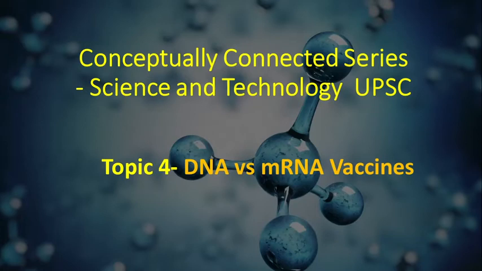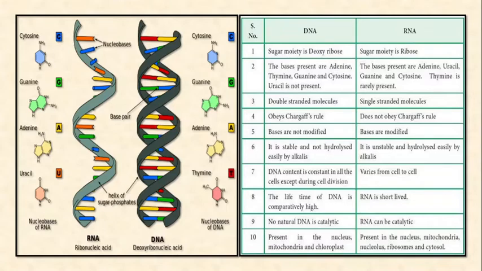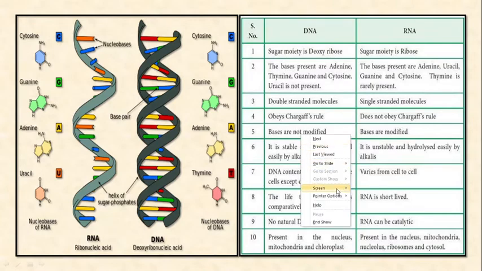Let's begin today's topic. As you know, today's topic is about DNA and mRNA vaccines. But before that, we need to understand what the two types of nucleic acid are. As we know, there are basically two types of nucleic acid. One is DNA, the other one is RNA.